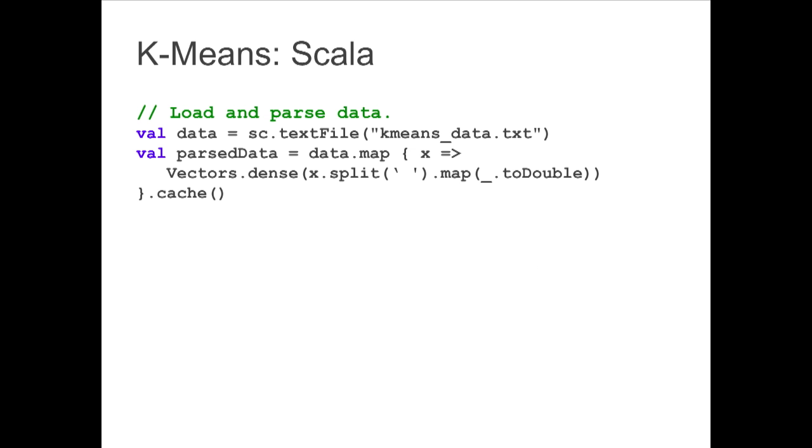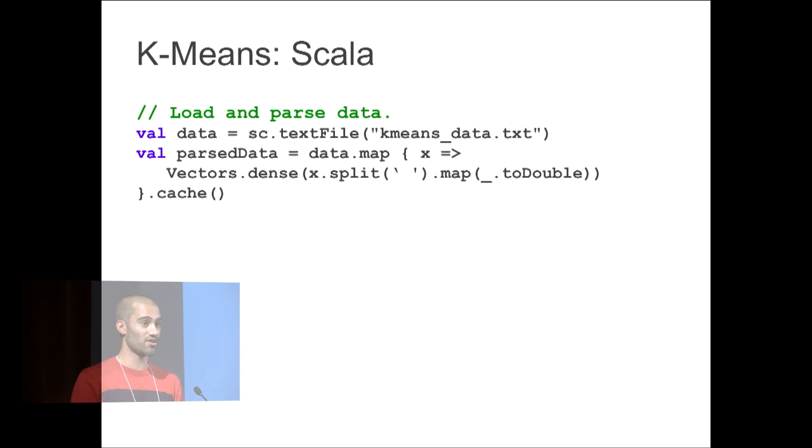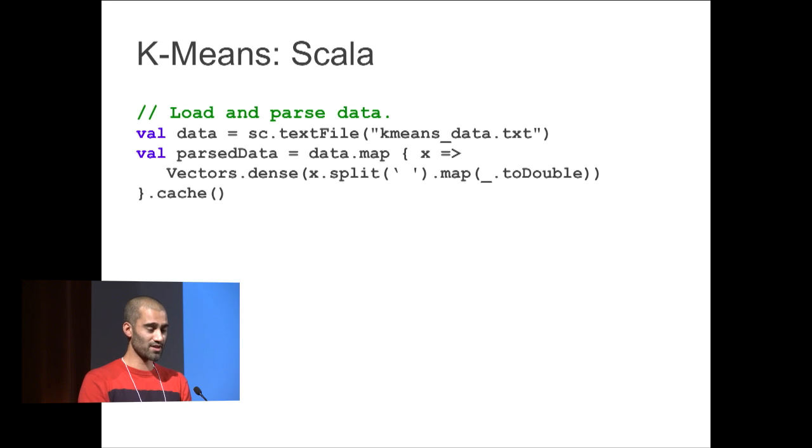OK, so how do you actually invoke k-means in practice in Spark? So here's a code snippet in Scala. What we're doing here in the first piece is basically just taking a text file, parsing it. We have space-delimited data, and basically we're converting that into an RDD of vectors of doubles. So this parsed data is an RDD of vectors of doubles.